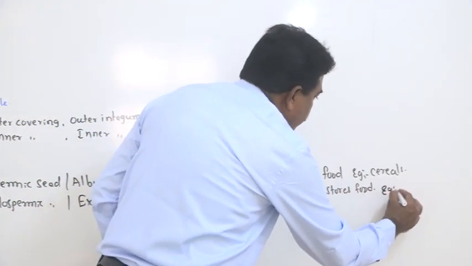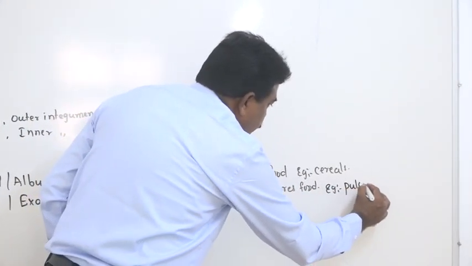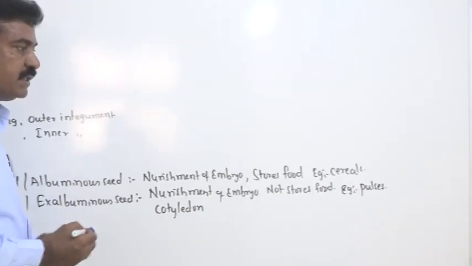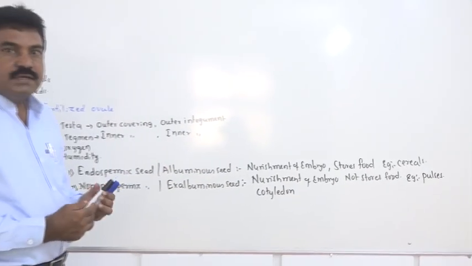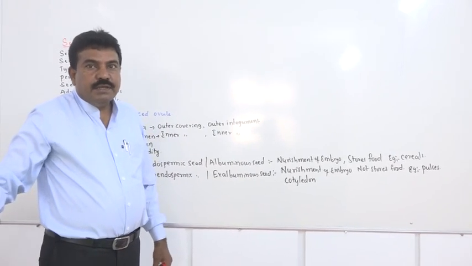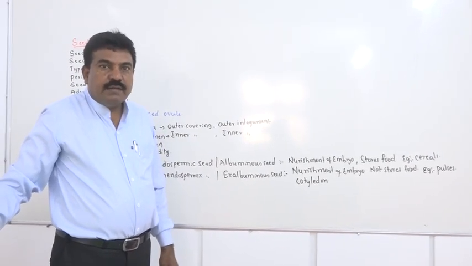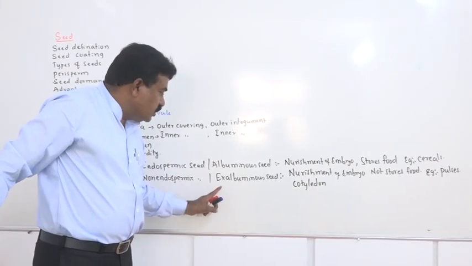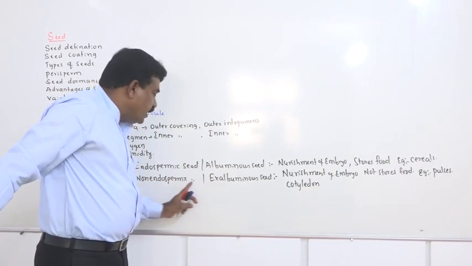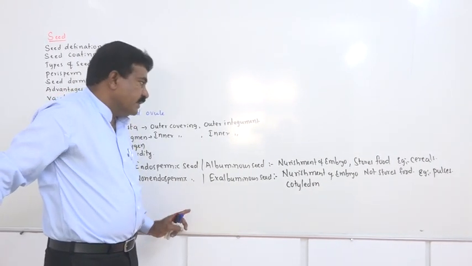Then majority of pulses belong to this group. Pulses, we say. For example, soybean, beans, Bengal gram, green gram, even groundnut also belongs to non-endospermic seed, we say.